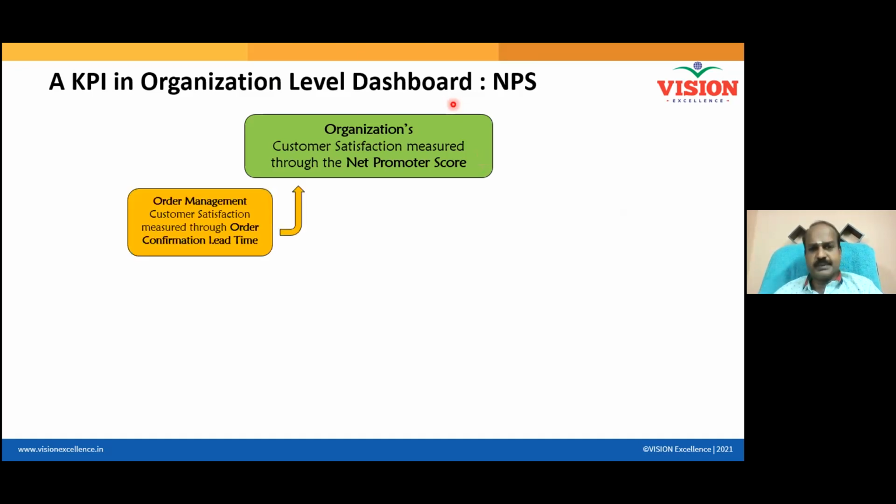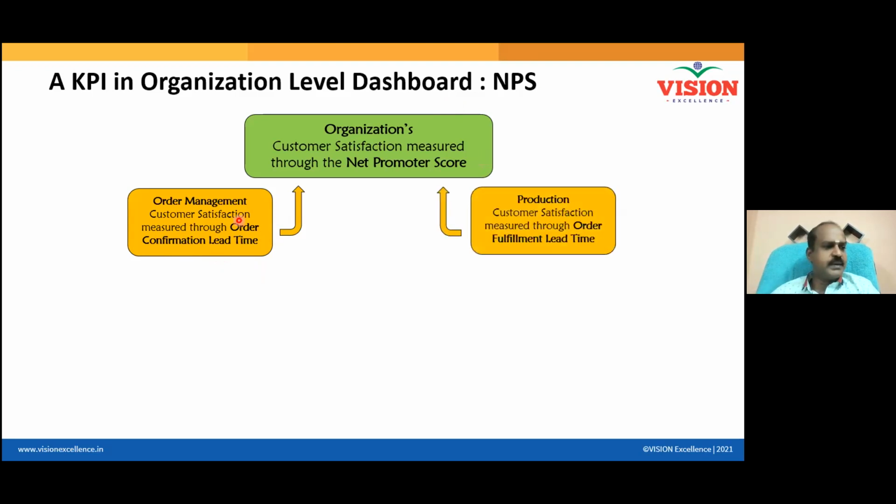And this Net Promoter Score depends on order management. And in order management, one KPI here is order confirmation lead time. Every order comes, so how quickly are you confirming the order? And then production, order fulfillment comes. Order fulfillment lead time. Do you take more time to deliver the product, or less time? Because all these things finally impact your Net Promoter Score.